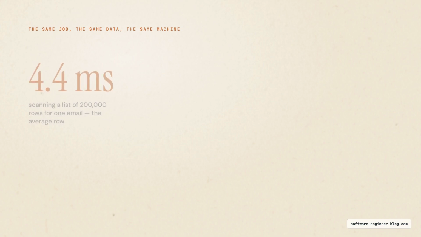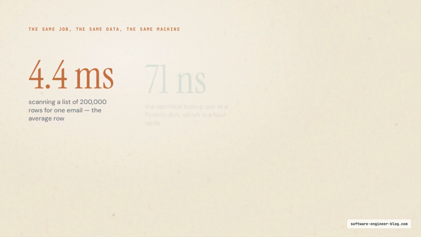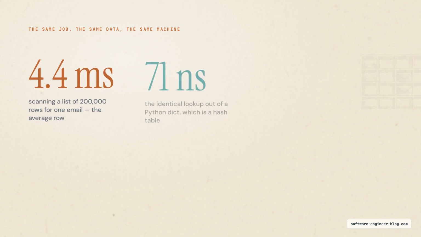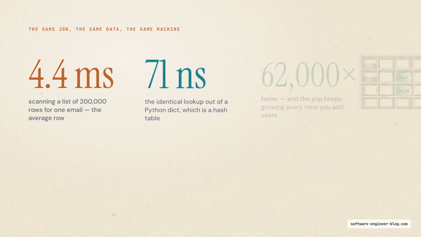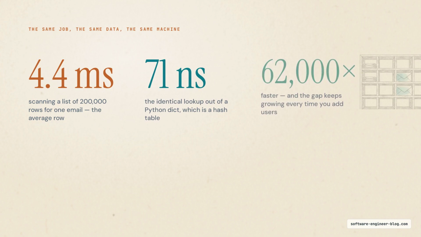So how big is the difference? I measured it. Scanning the list of 200,000 rows, 4.4 milliseconds. The identical lookup out of a Python dictionary, same data, same machine, 71 nanoseconds. A nanosecond is a billionth of a second. That is roughly 62,000 times faster, and the gap widens every time you add a user.